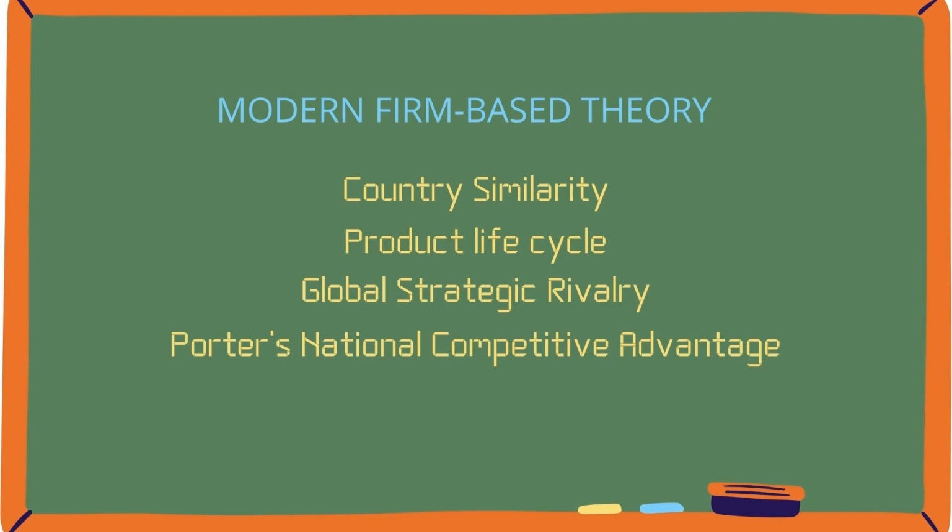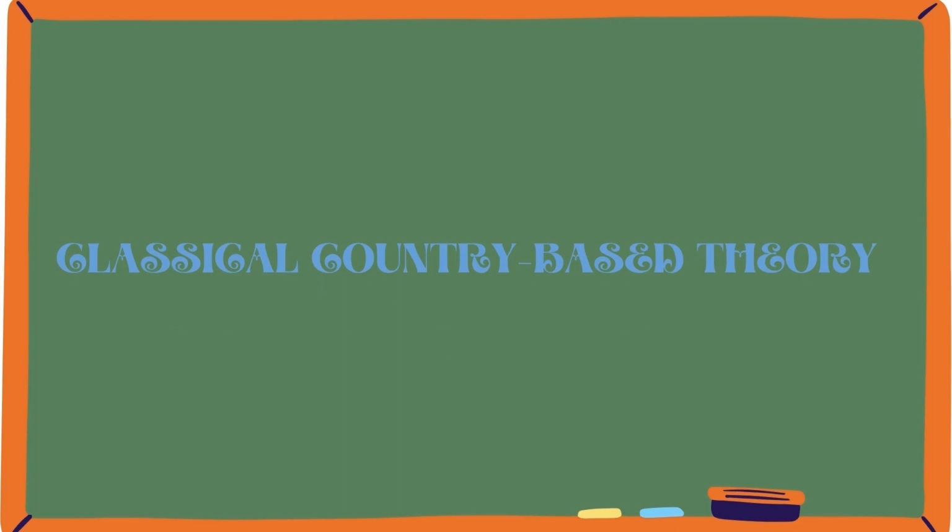By the mid 20th century, the theories began to shift to explain trade from a firm rather than a country perspective. These theories are referred to as modern and are firm based or company based. Both of these categories, classical and modern, consist of several international theories. The modern firm based theories are country similarity, product life cycle, global strategic rivalry, and Porter's national competitive advantage. Now let's discuss the classical country-based theory first.